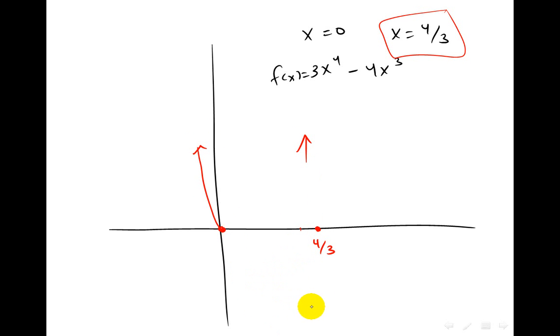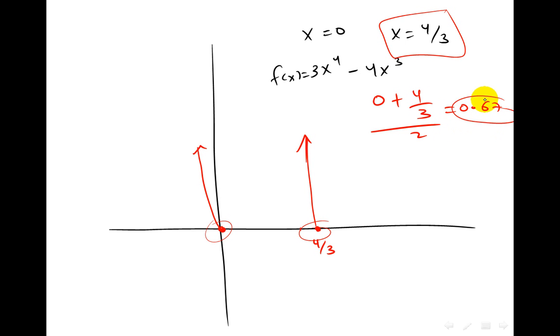So to know that, again you have to find the maximum, the minimum. This point will be minimum actually. So we'll do the same step. 0 plus 4 over 3 divided by 2. It will be almost 0.67. So take this number and plug it instead of the x. I'll do it here.